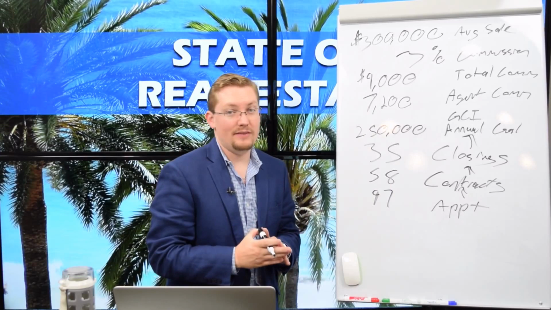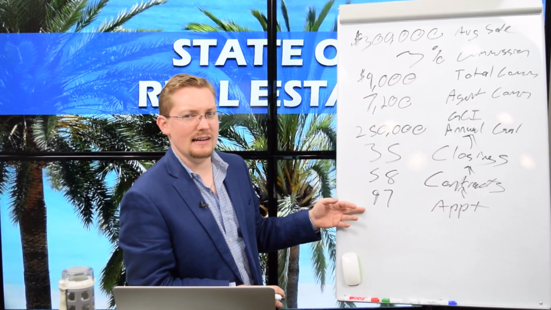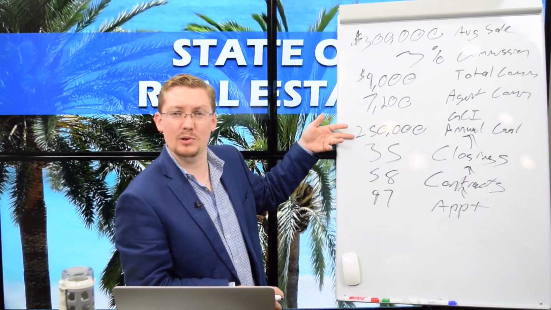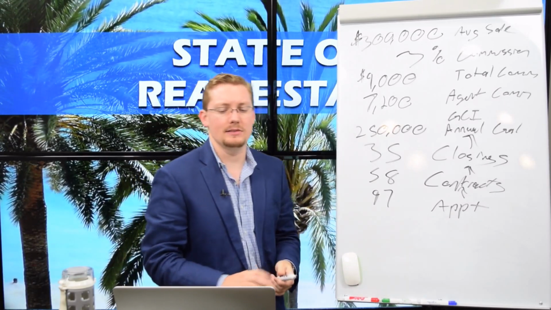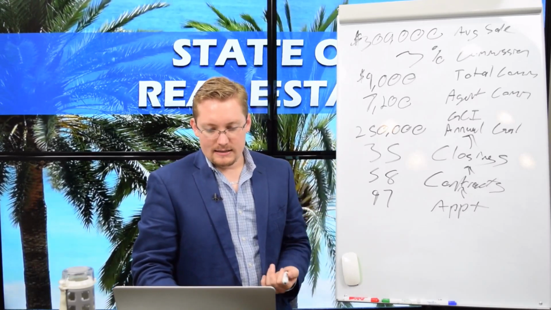And you can see we have a pretty ambitious goal here. In our previous example, we didn't have anywhere near 97 appointments, but again, we're trying to get $250,000 instead of just $50,000 in income. So we need 97 appointments based on these numbers that we have here.